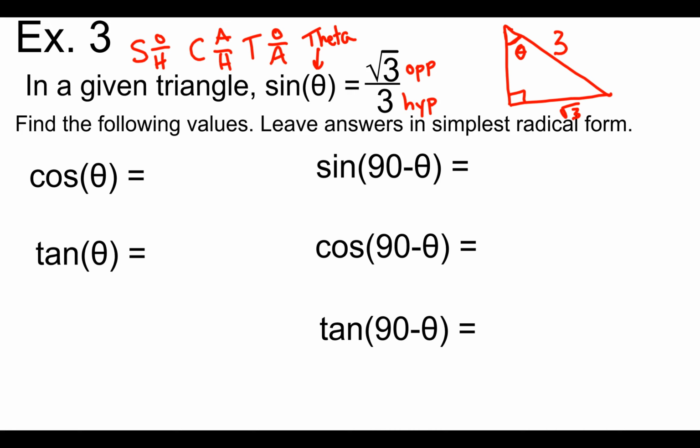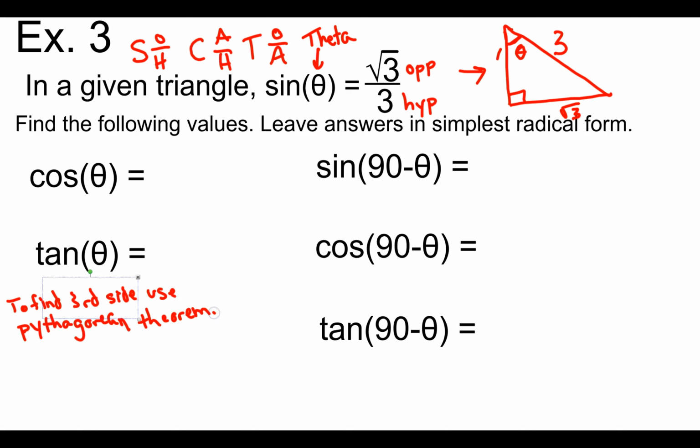Now, the problem is we don't know that side. So to find that side, we're going to do the same thing we did before. We're going to use that Pythagorean theorem to find the third side of a triangle. So if you have two sides, to find the third side, you always use Pythagorean theorem. Might be a good note. To find third side, use Pythagorean theorem. Might be a good idea to write that down, guys. So from here, all we need to do is use the Pythagorean theorem to find that third side.